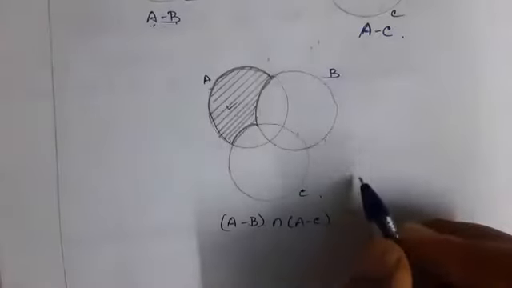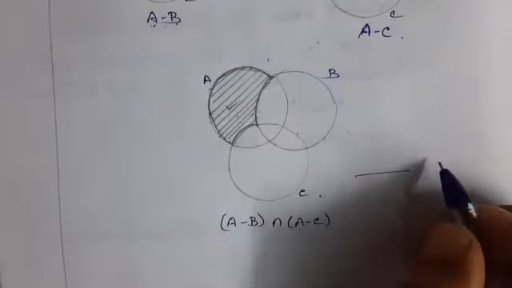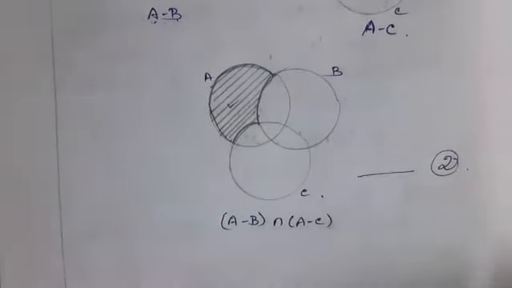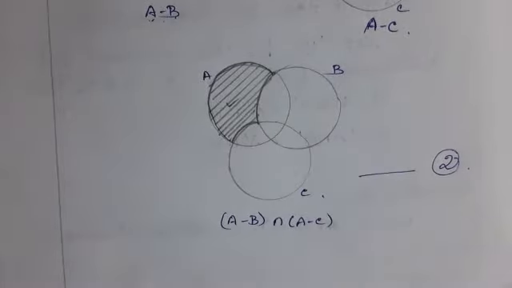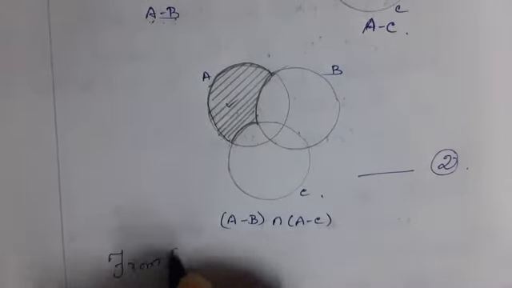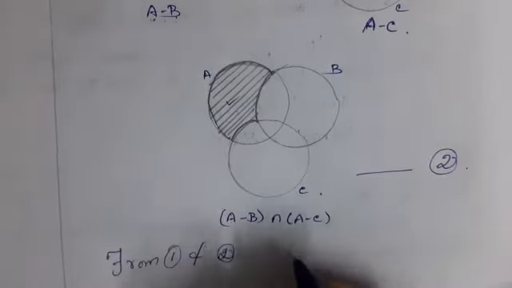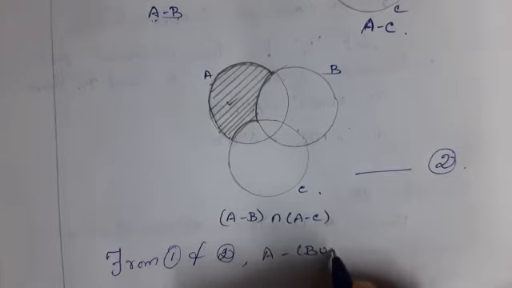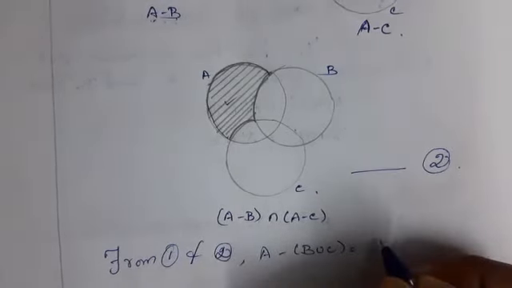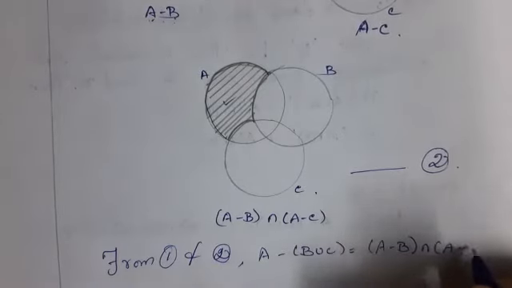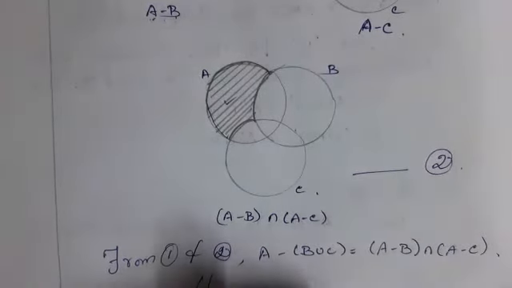Now take this as equation 2. From 1 and 2, see the diagram, both are equal. Therefore, from 1 and 2, A difference B union C is equal to A difference B intersection A difference C. Hence, it is verified.